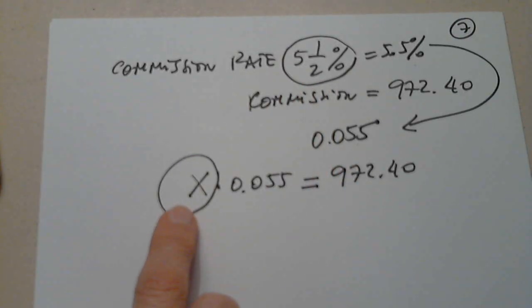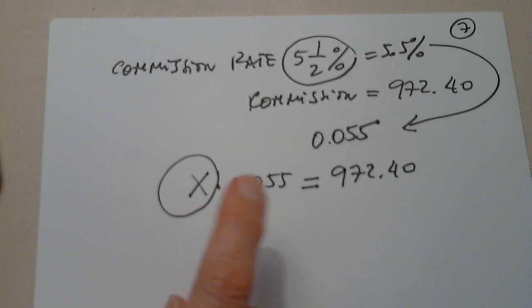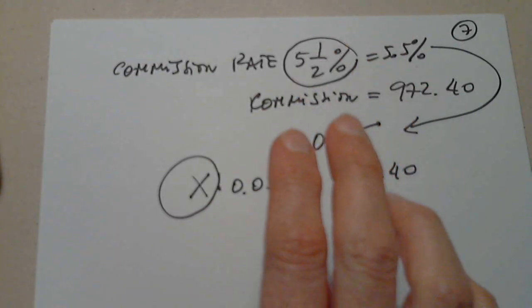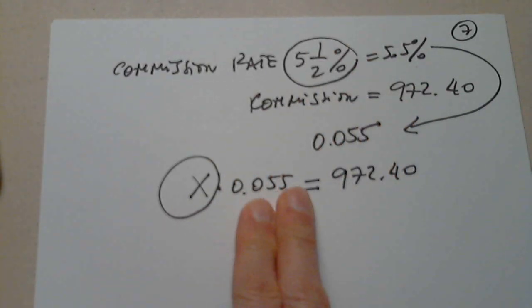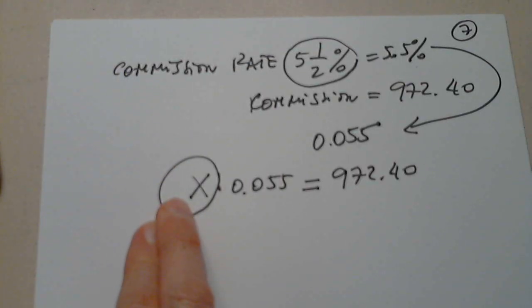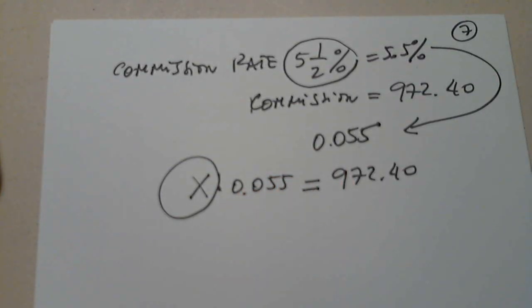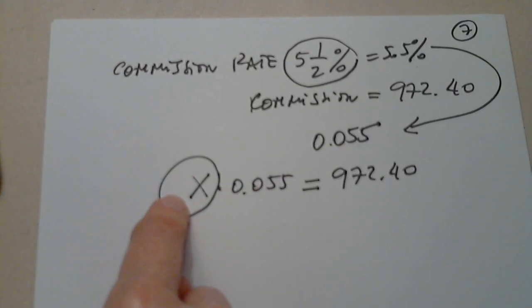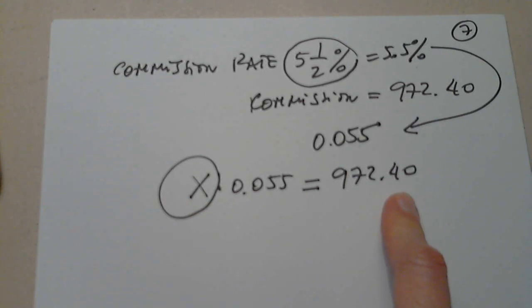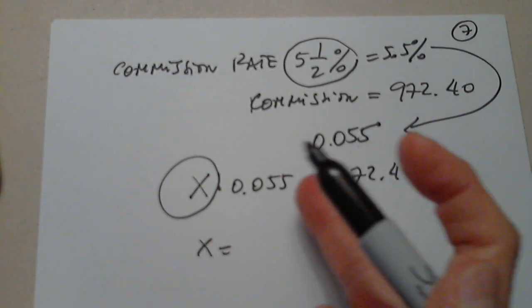So we take 972.4 divided by 0.055 exactly, because we are paid 5.5% on what we sell. Let's say we sold XY number of units. We don't know the total price, but on this price I get 5.5%. I have to multiply by this because that's how my commission is calculated. If I want to figure out how much I sold, all I have to do is divide this by this.